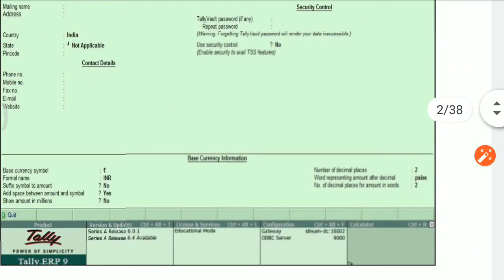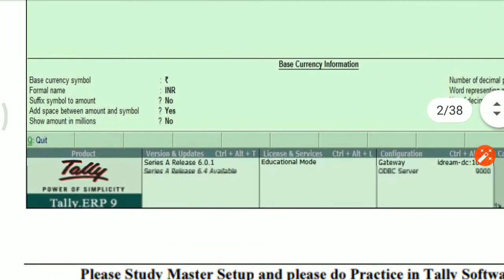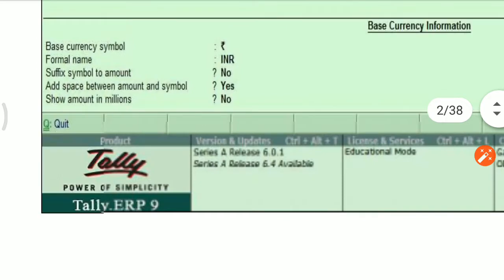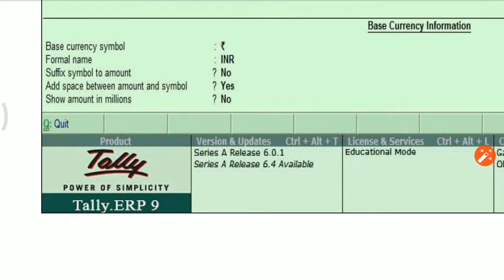On the bottom of the screen there is base currency information. This is the numeric value setup. First one is currency symbol, second is formal name, INR. If dollar is there, then USD. Suffix, whether you want any suffix, means at the beginning. Prefix, and sorry, suffix means afterwards.